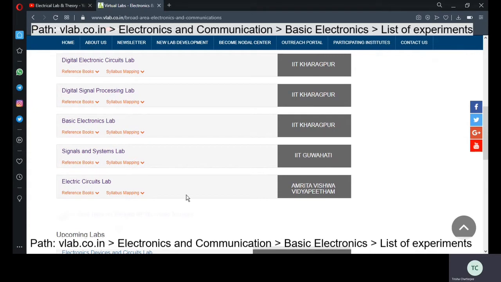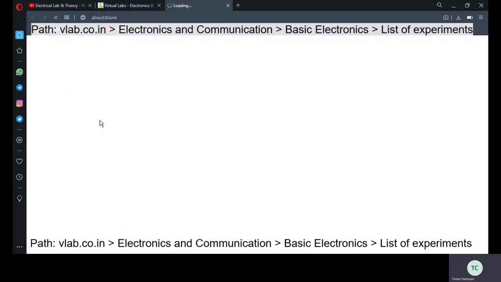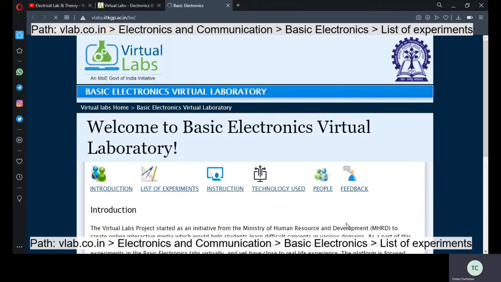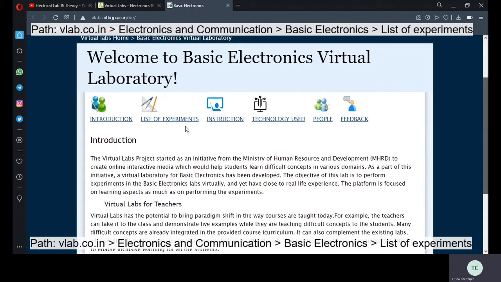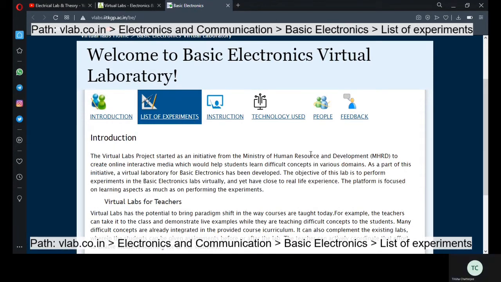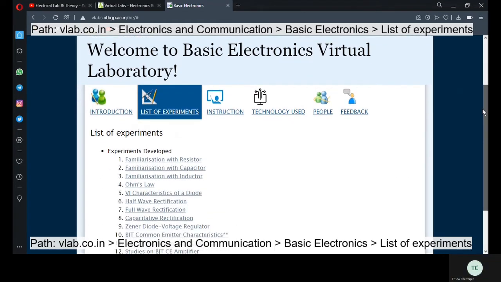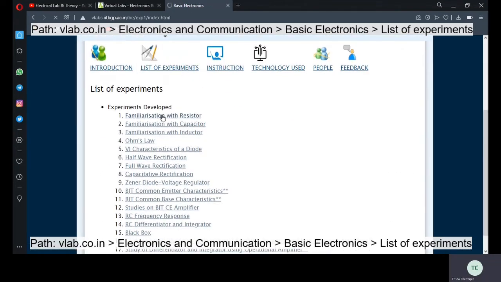So this is actually our electrical component. It is also a part of electronics components. So it is under the basic electronics lab. The total path you can see here in the below section. I have already given the total path, you can find it, right? So from here, the list of experiments. The first experiment is our familiarization with register.